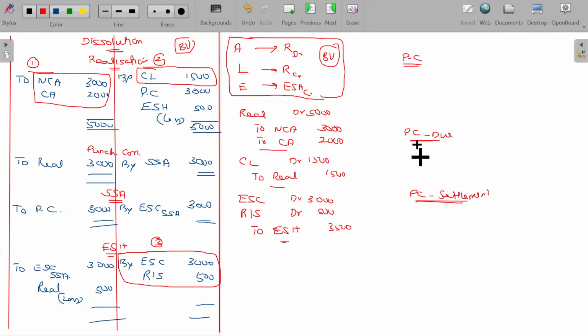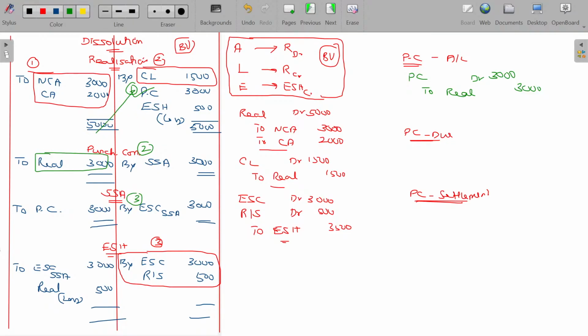Okay. Purchase consideration for assets and liabilities. For the first one, the journal entry is this one. Purchase consideration account debit, PC account debit to realization. This value being 3,000. And next entry being, this is the first one, this is the second one, this is the third one. That's all. Three entries.